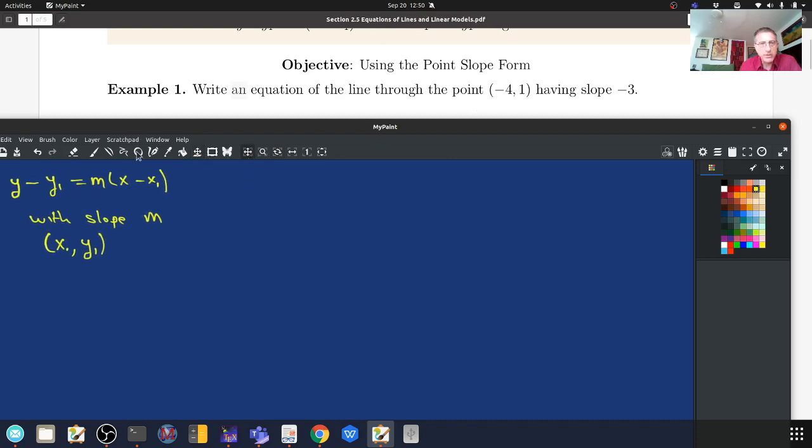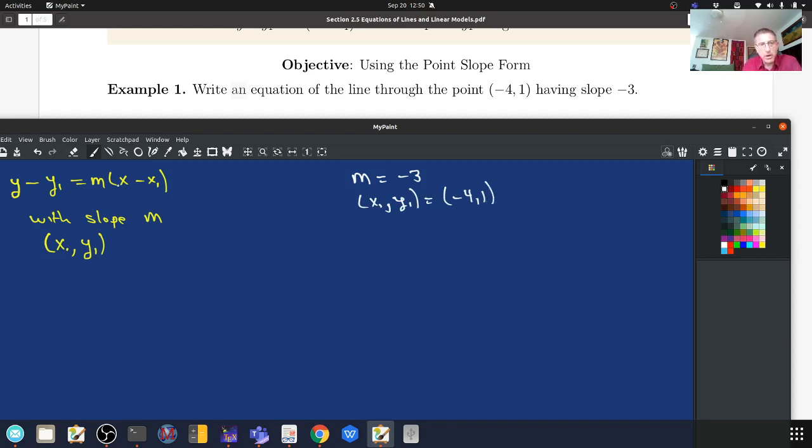Keep it up there in the corner. So our slope here given is minus 3, and our x1, y1 value is minus 4, 1. So literally at this point it's just plug and chug.